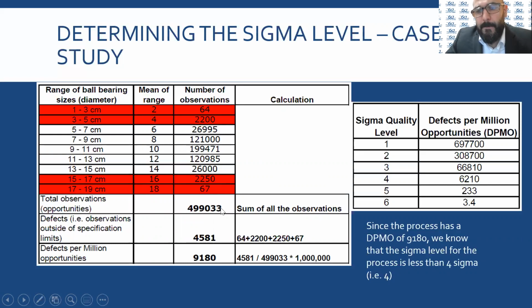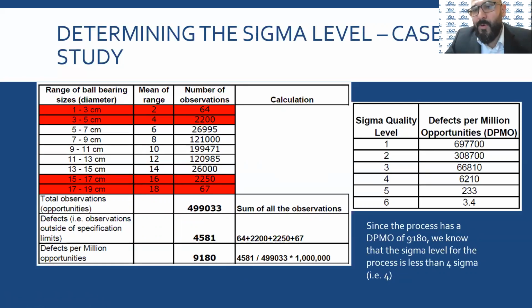in the red area. In order to find the defects per million opportunities, you divide the defects by the total observation times 1 million. So 4581 divided by 499,033 times 1 million. And that would give you 9180.